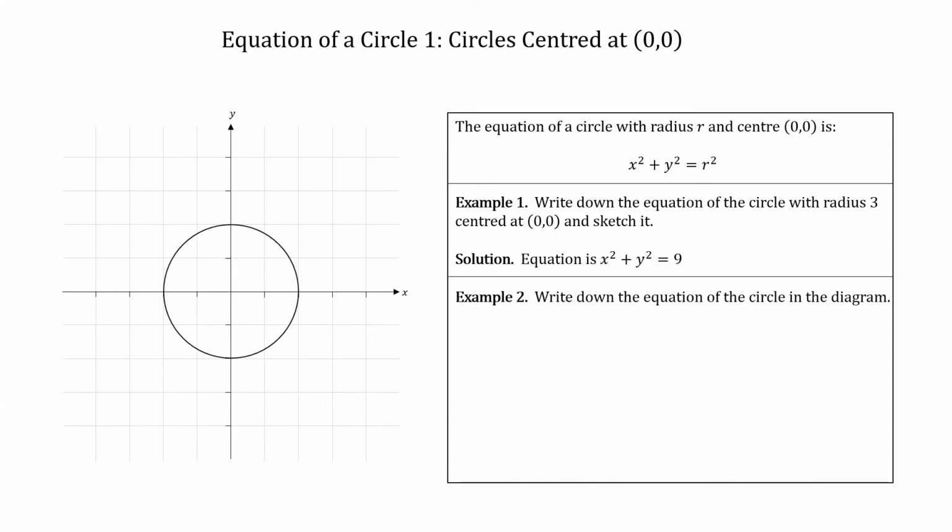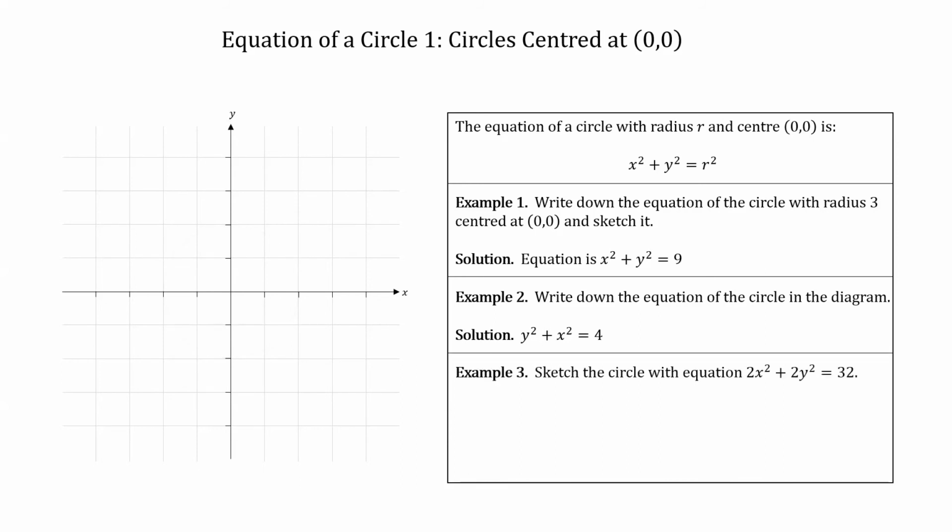So example 2, write down the equation of the circle in the diagram. So we can see, since we've drawn it onto squared paper, onto a graph paper, that it has radius 2. So we know this is a circle centered at the origin. We can see that too, and it has radius 2. So that means its equation must be y squared plus x squared, or x squared plus y squared. You can have the two either way around since we're just adding them up. So y squared plus x squared equals 2 squared, which is 4. So that's very straightforward. Let's look at one final example.